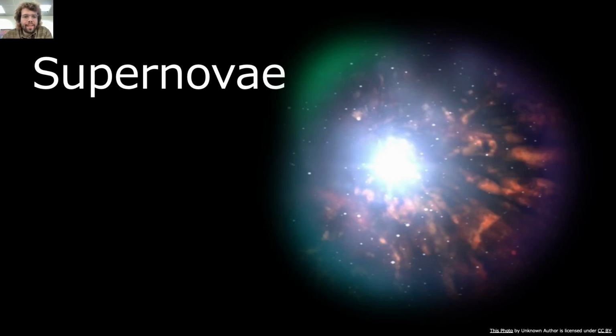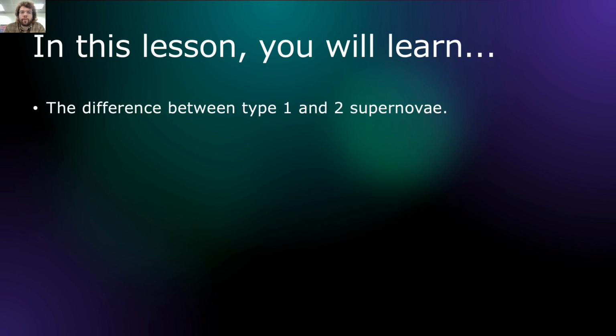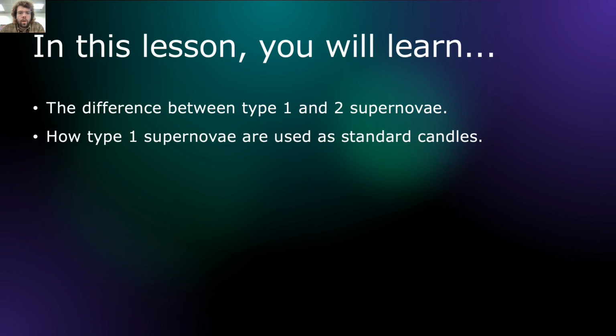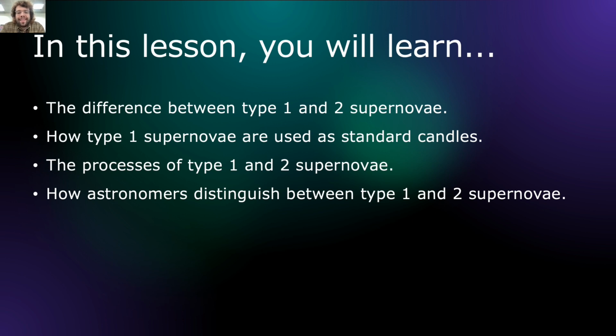Hi everyone. In this lesson we're going to be talking about supernovae. So we're going to learn first the difference between type 1 and type 2 supernovae. We're going to talk about specifically type 1 supernovae and how they're used as standard candles, similar to Cepheid variables in a way. We're going to get into the specifics of the processes that occur within type 1 and type 2 supernovae. And finally, we're going to talk about how to distinguish between these two supernovae.